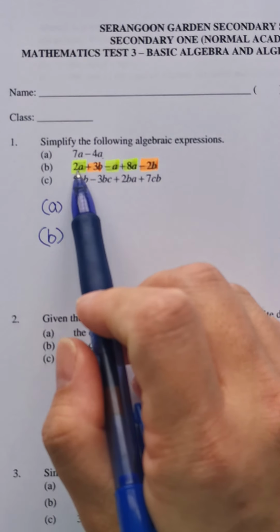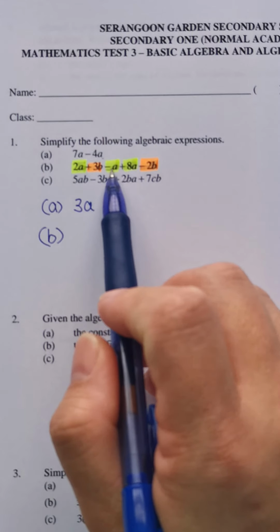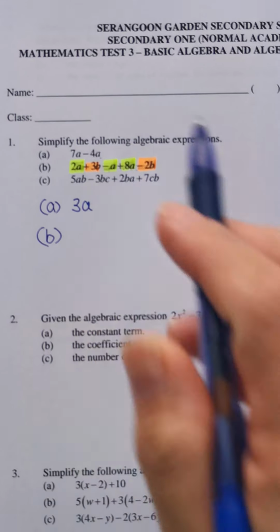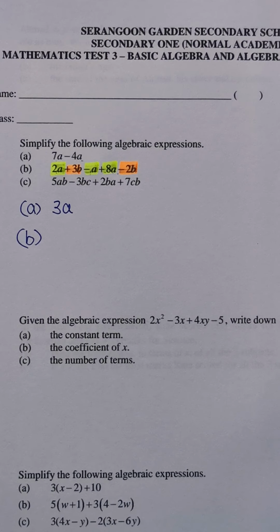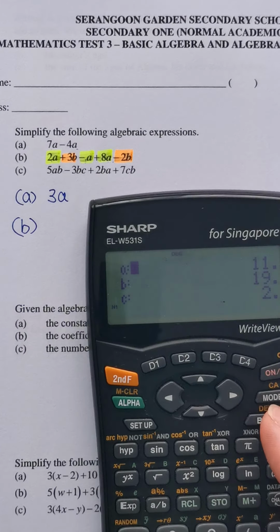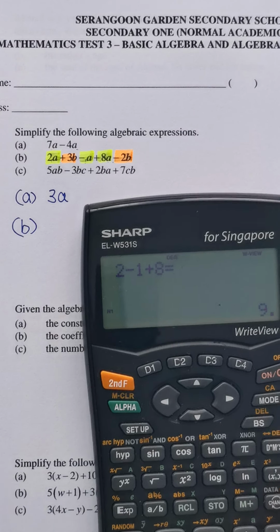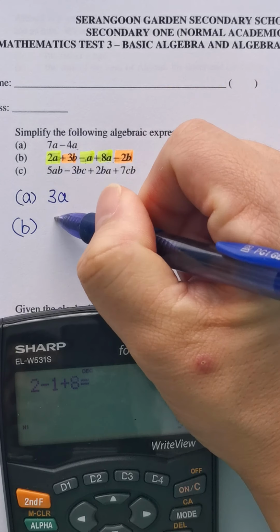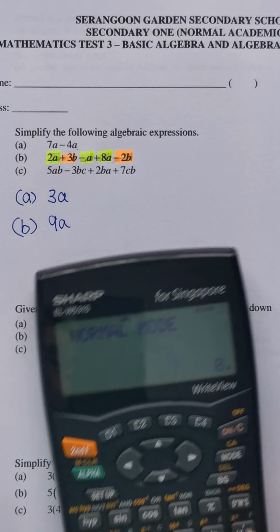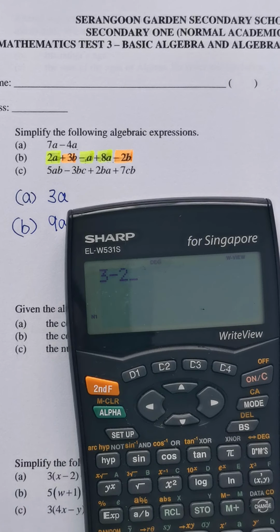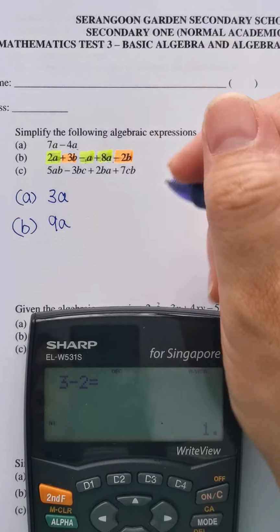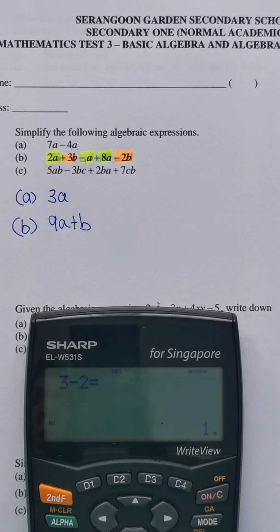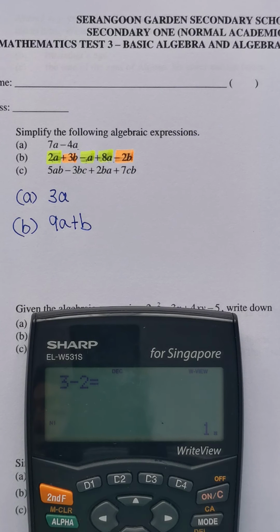So we have 2 minus A plus 8A. You can simply use a calculator. Let me change the mode to normal. So we have 2 minus 1 plus 8, which is 9, so you have 9A. And for the one in orange, 3 minus 2, you get 1, so you have plus B. This is your answer for 1B.